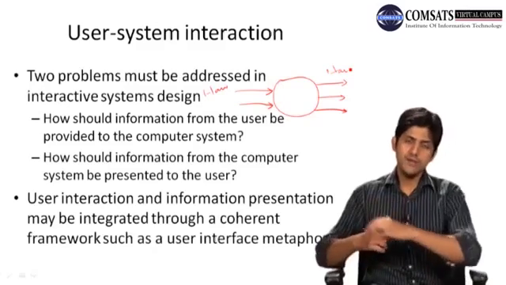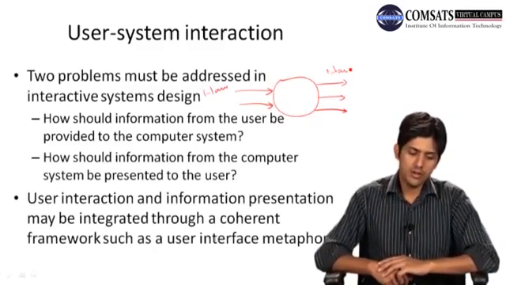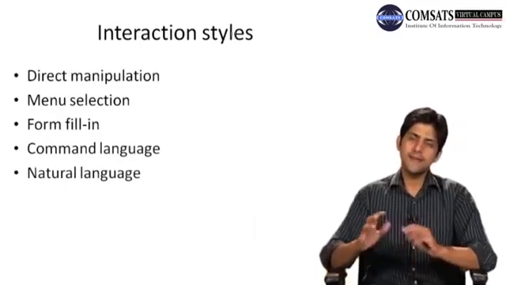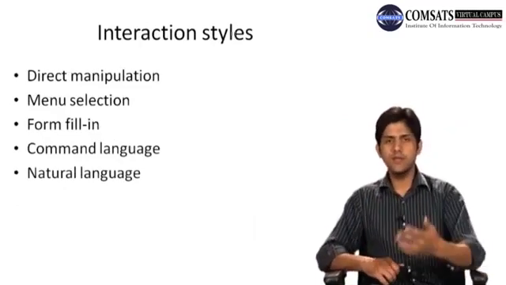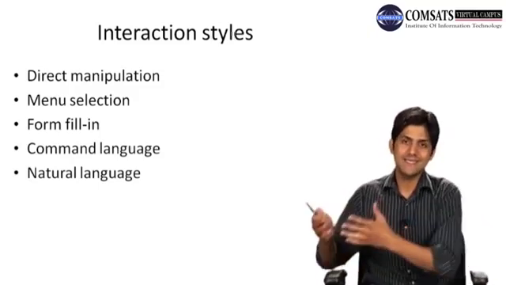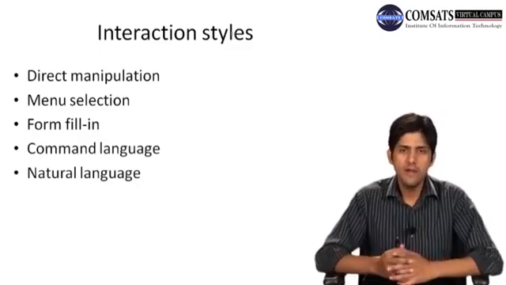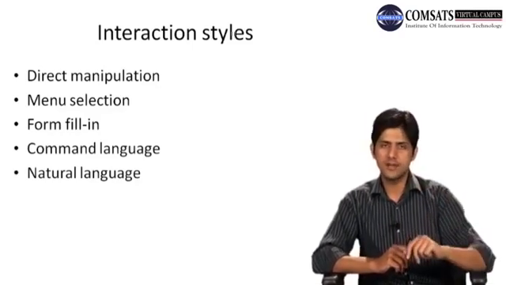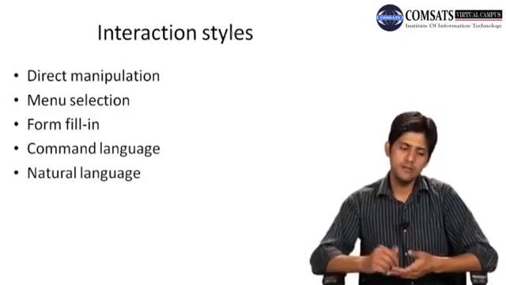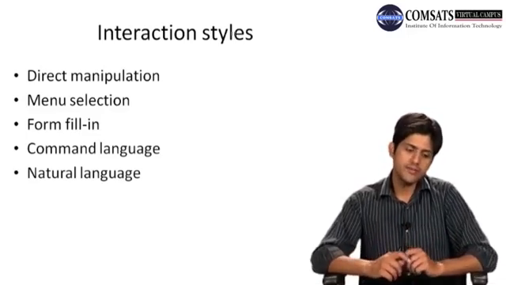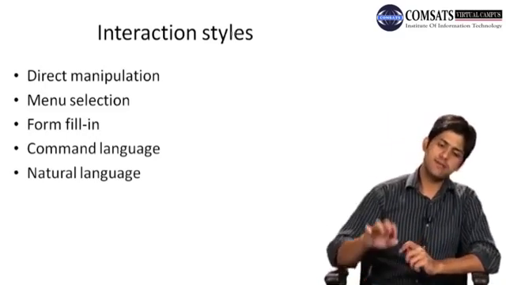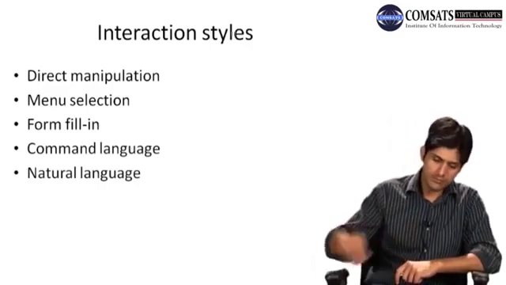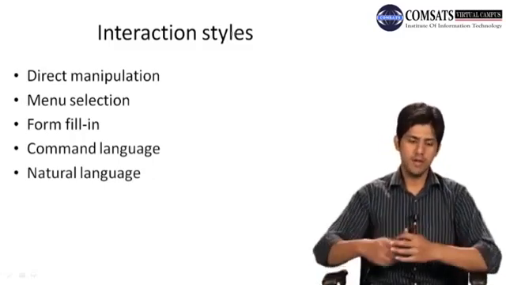Now, user interaction and information presentation may be integrated through a coherent framework such as user interface metaphor. And what are the different interaction styles? That was the second thing that we will be covering in today's lecture. Number one is direct manipulation. Number two is menu selection. Direct manipulation means that there would be certain options and you are directly doing stuff in them. And then there is menu selection. Then you have form fill-in. Then you have command language. That's another interaction style. And then you have natural language. So we have these 5 interaction styles, or 5 ways in which the user can interact with the application. So these are the different interaction styles and now we'll look at them one by one.